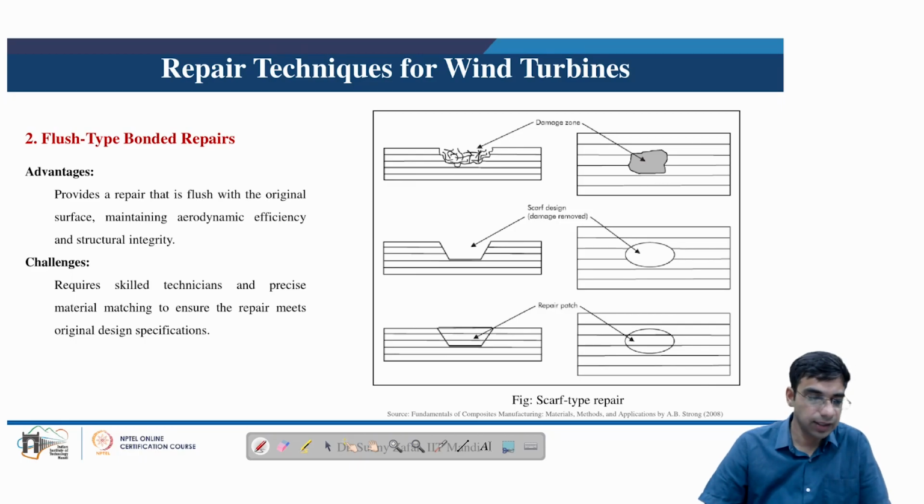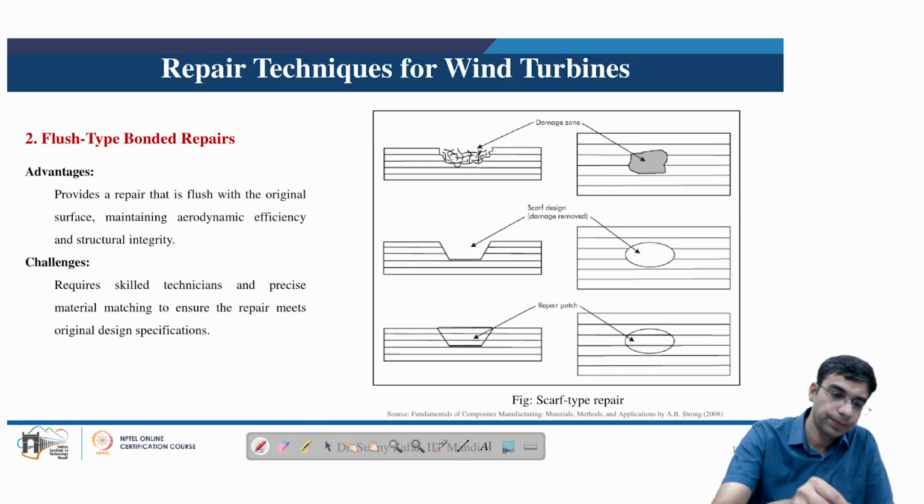So here we can see the installation of flush type bonded repair, where there is no increase in the overall thickness or weight. The advantage of flush type bonded repair is that it provides an original surface, maintaining aerodynamic efficiency and structural integrity. The challenge in applying the flush type bonded repair is the use of skilled technicians and precise material matching to ensure that the repair meets the original design specifications.